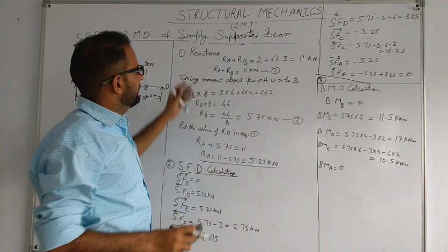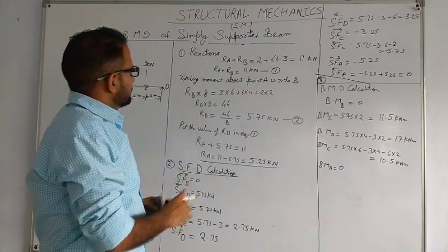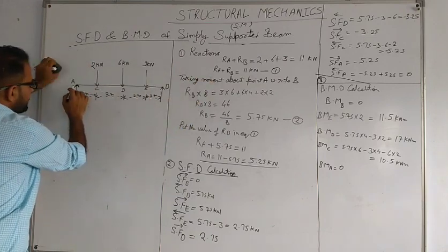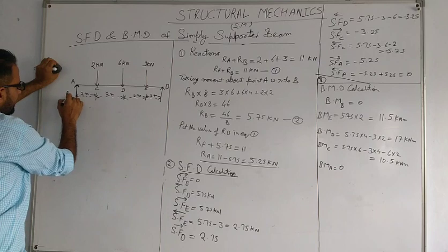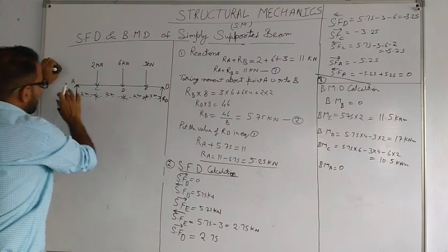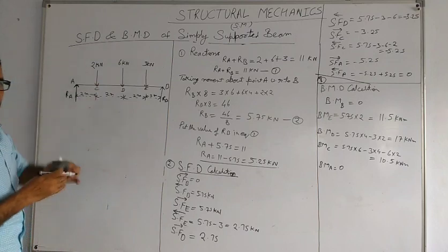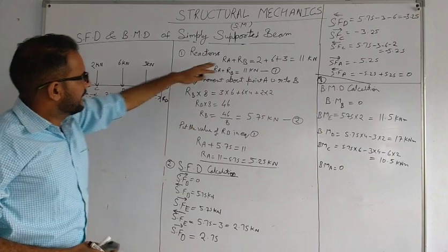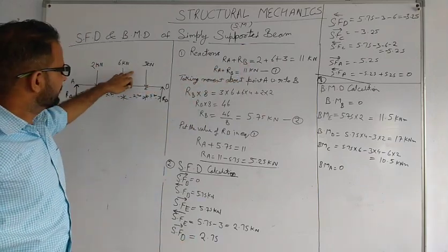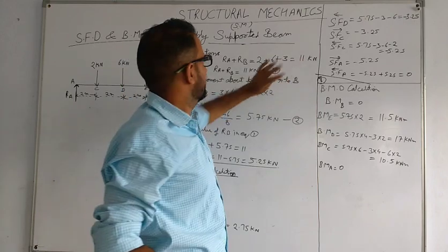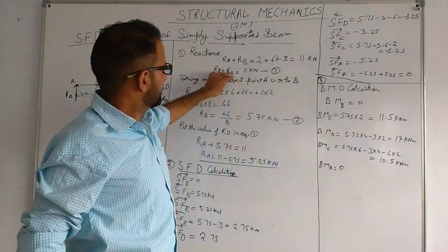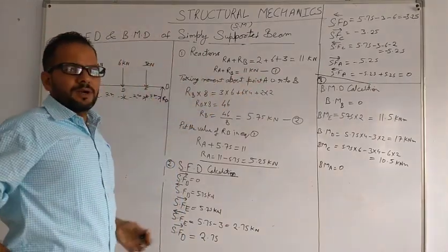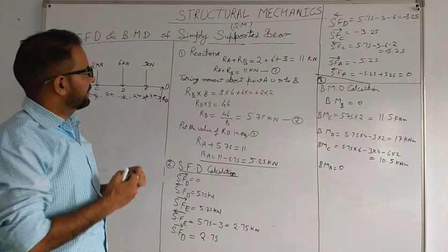Okay, so first we will find out the reactions. In this condition, Ra and Rb are the reactions, and they resist the whole load which is coming downward. So Ra plus Rb equals 2 kN plus 6 kN plus 3 kN, which is 11 kN. So the first equation is Ra plus Rb equals 11 kN. These two are unknown, so we require one more equation to solve for them.